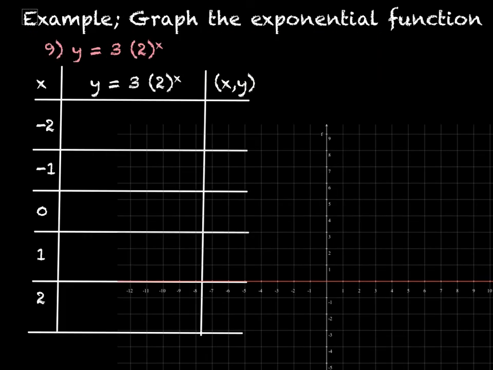In this last example, we're going to graph the exponential function. To graph the exponential function, we've already done stuff like this where we just put in x. So for this first one, my y is going to equal 3 times 2 to the negative 2 power. I type that into the calculator and I get 0.75. So my point that I graph would be negative 2 on my x and 0.75 on my y, which would be about right there. And then I go on to the next one.